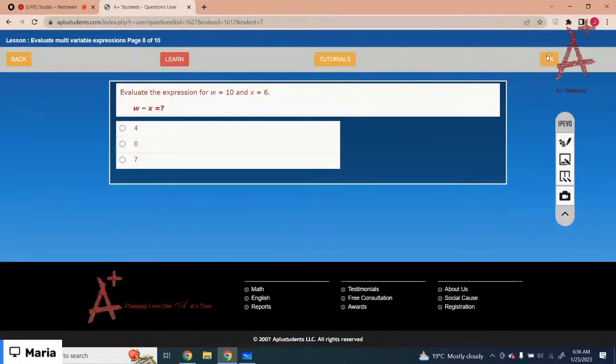Evaluate the expression for w equals 10 and x equals 6. So you have to do w minus x. Just do 10 minus 6. So 10 minus 6 is, yes, 4. So the correct option is 4.